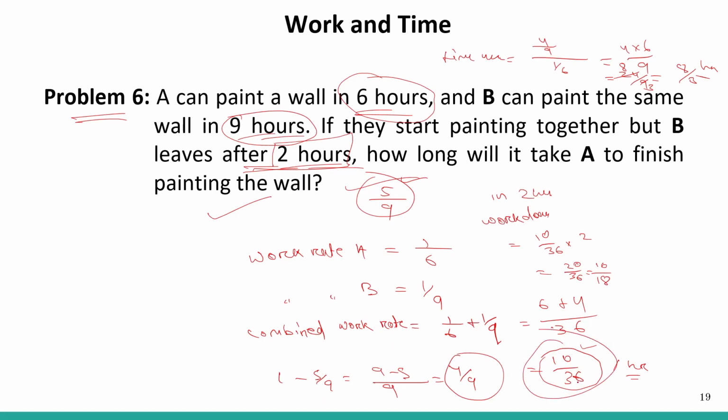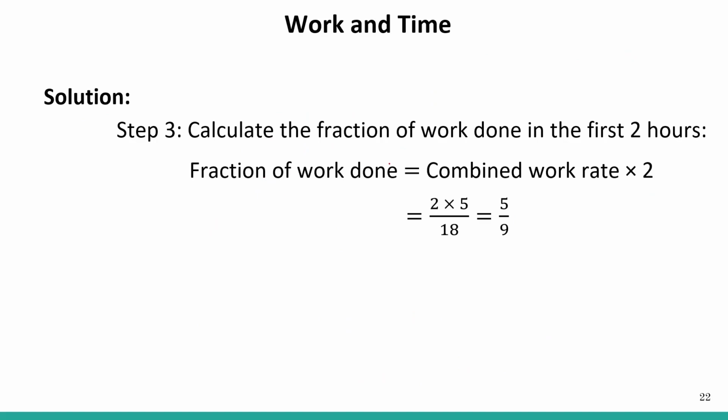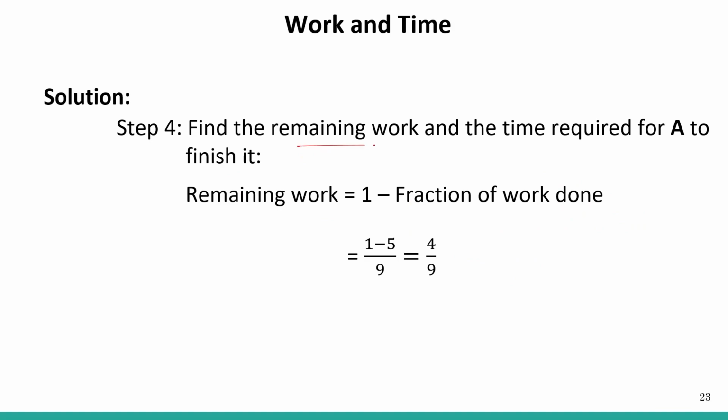10 by 36 is equal to 5 by 18. So in 2 hours, the fraction of work done is equal to what? 2 into 5 by 18, that is equal to 10 by 18, that is actually equal to 5 by 9. What we do next is we find the remaining work after B leaves. How much work is A left with? Remaining work is equal to 1 minus the fraction of work done, that is 1 minus 5 by 9, which is equal to 4 by 9.